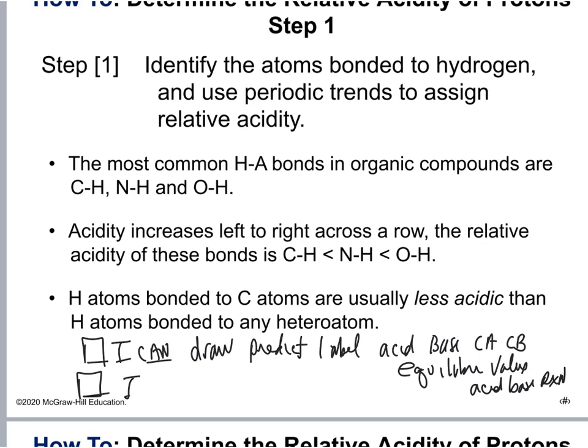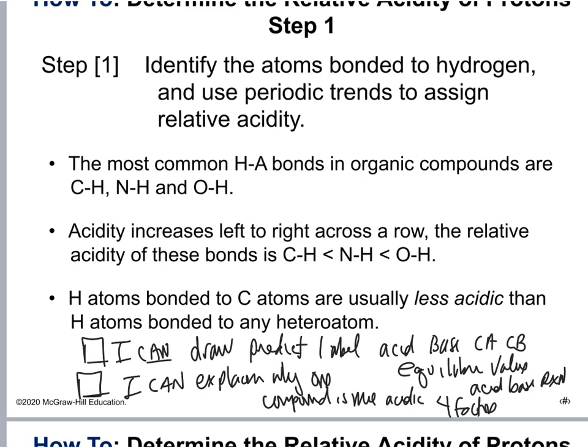The other thing I want you to be able to do, I can explain why one compound is more acidic than another. And that's those 4 factors, right? 4 factors that affect the acidity, the stability of the conjugate base. And the third thing you're going to have to be able to do is, I can determine the acidic proton in a compound. So this helps if you can find pKa values.